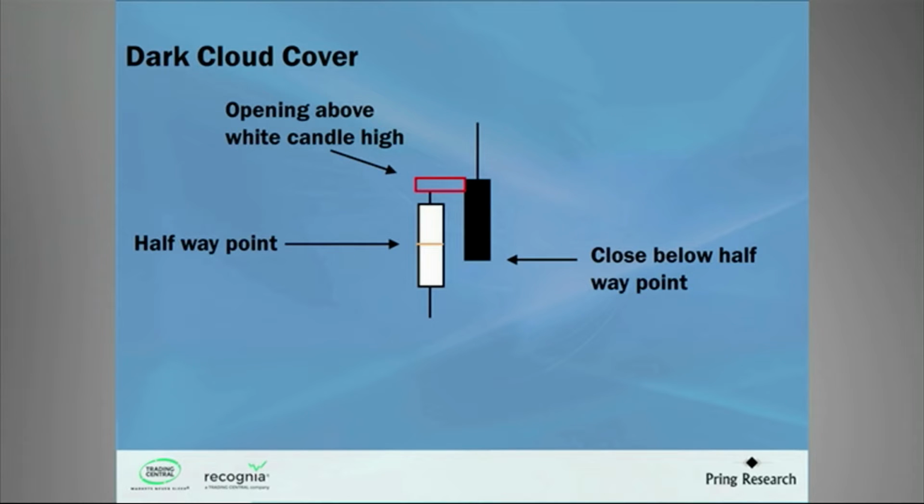This means the opening of the second candle gaps higher than the trading range of the first candle, implying an emotionally bullish opening. However, by the end of the candle, the price closes well into the trading range of the previous session, leading to great disappointment among the bulls, as it closes below the halfway point of the previous real body. Generally speaking, the lower the close on the second candle relative to the real body of the first, the more bearish the pattern.